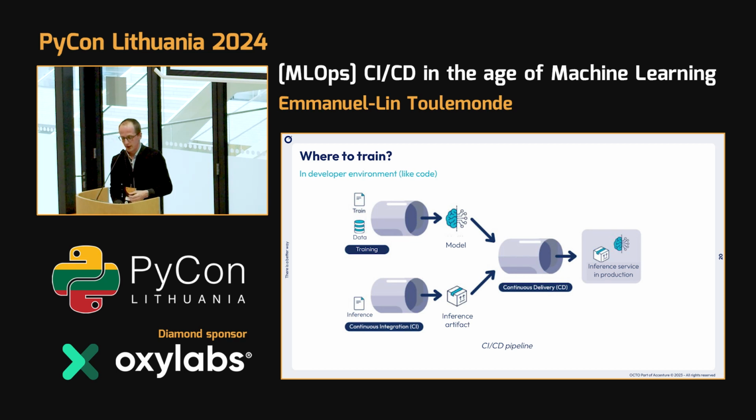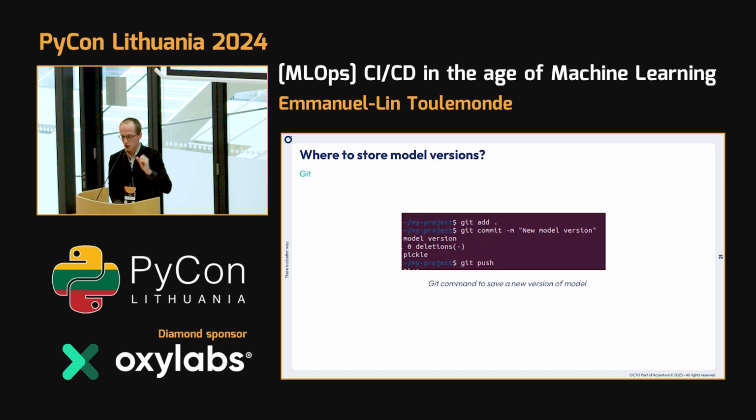Okay? So, I have my model. Where should I store it now? Well, my proposition, if you don't do deep learning, is Git. You make a folder slash models, git add, git commit, git push, and your models go with the code, and it's easy to deploy because you already have your deployment script.